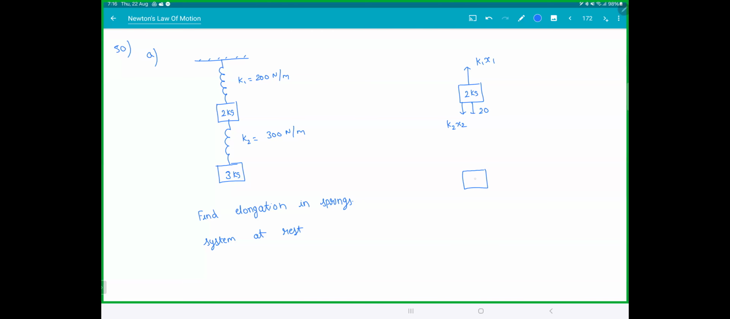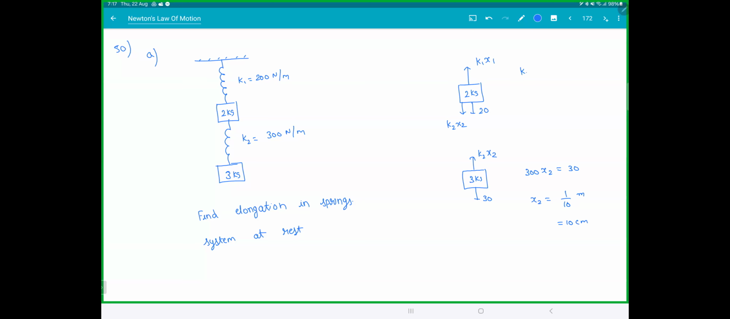And if you draw the 3 kg block, this will be k2 x2. This is the weight 30. Does this make sense? So that k2 spring will pull 3 kg up and will pull 2 kg down. Everything is in equilibrium. So k2 x2 will be 300 into x2 is equal to 30. So we get x2 is equal to 1 by 10 meters or 10 centimeters.